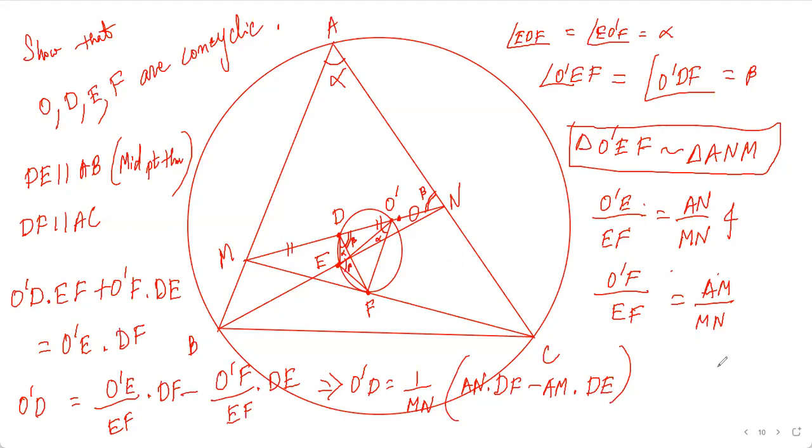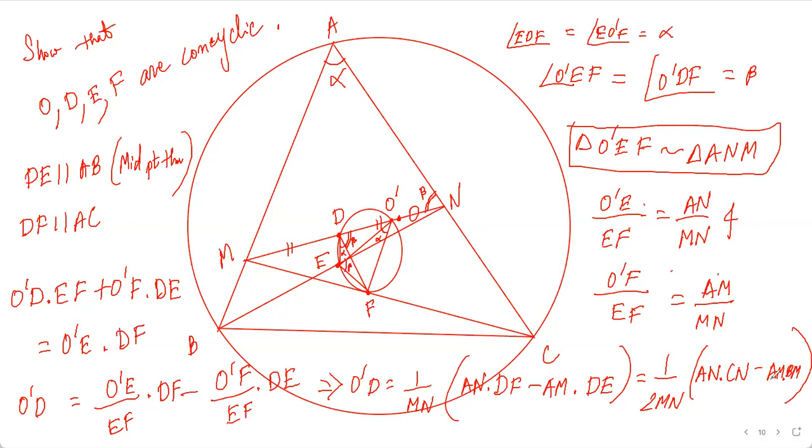Okay, and now I know that this DF, again I'll use the midpoint theorem. DF is half of DM, right? So this is equal to 1 over 2MN. So I'm taking the half common. The DF is not half of BN, sorry, CN. The other one, DE, is half of MB, right? Yes. So AN times CN minus AM times BM.